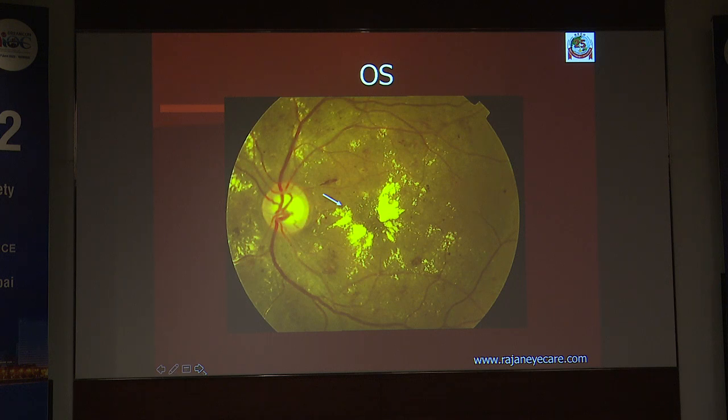So this is just to show you what mistakes we have made. This patient had diabetic maculopathy. When you have diabetic maculopathy in one eye, please understand that diabetic retinopathy is a bilateral disease.